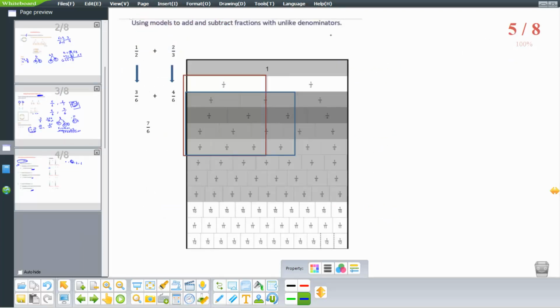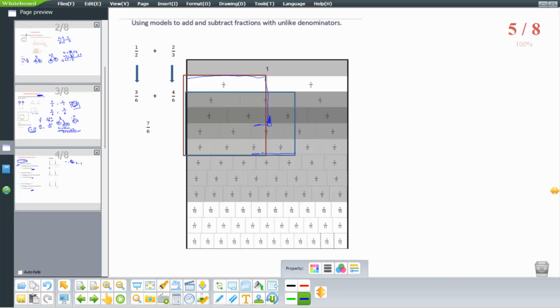Here, if I use the fraction wall chart to solve half plus 2 over 3, we are going to look at half and 2 over 3. In half, we can find that with the quarters it could be 2 over 4, but 2 over 3 won't match anything with the fourths, right? So we are going to look at half and third.